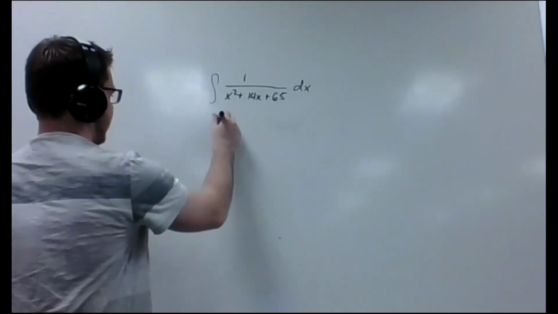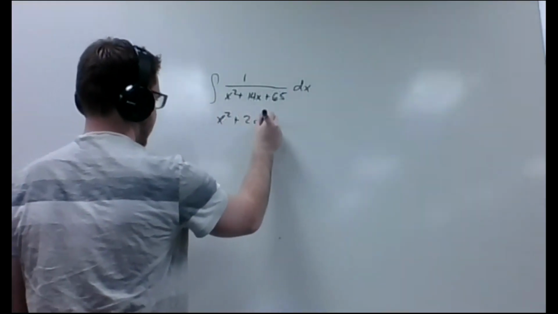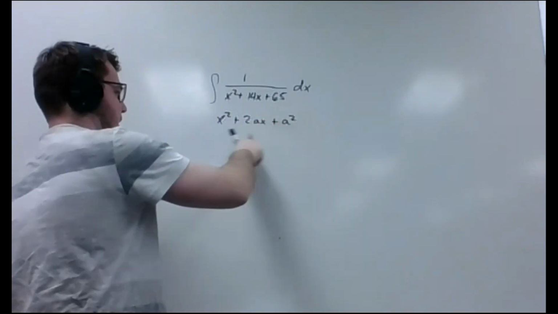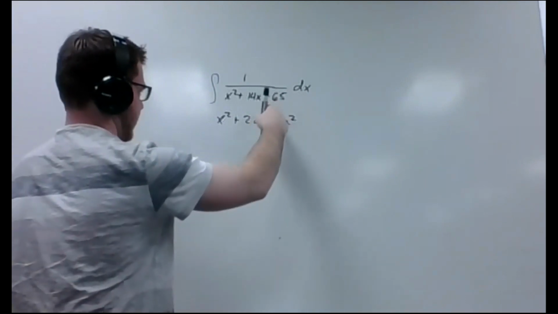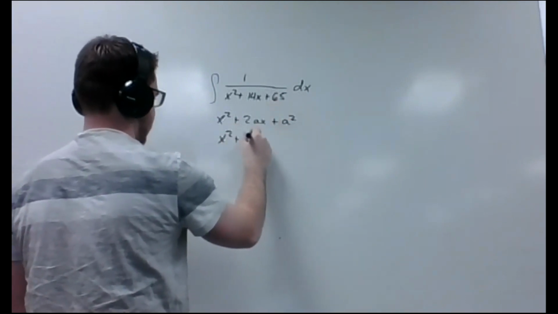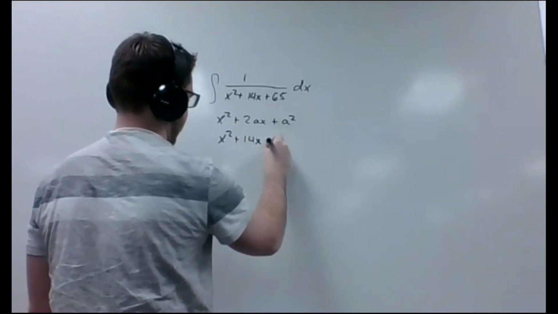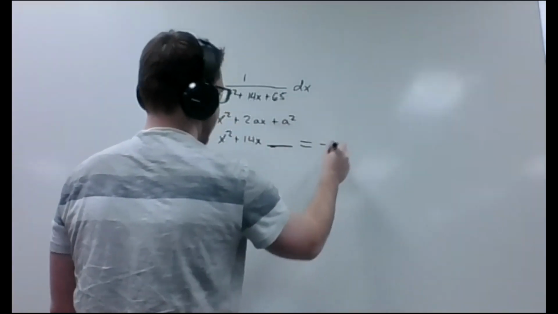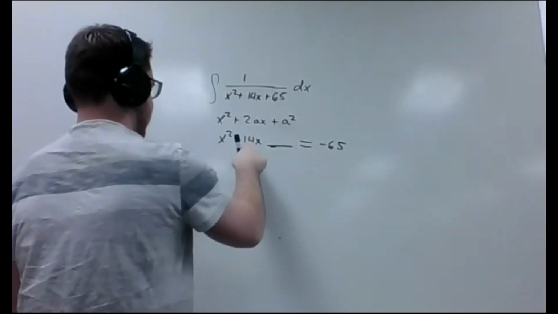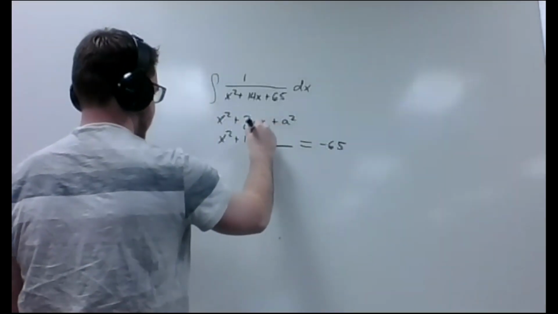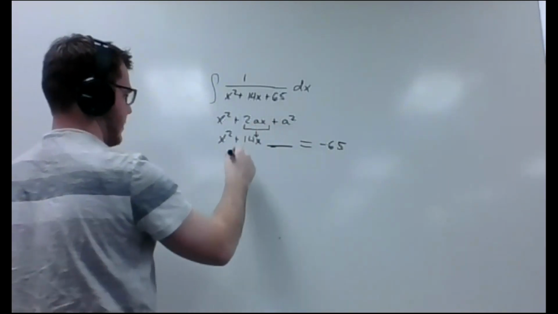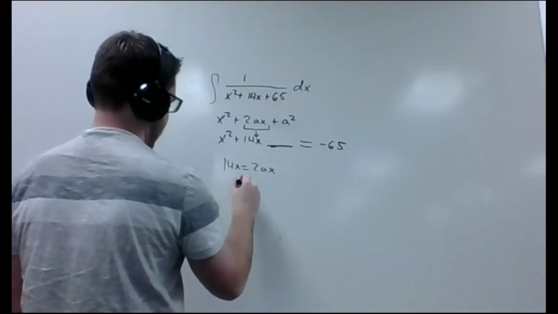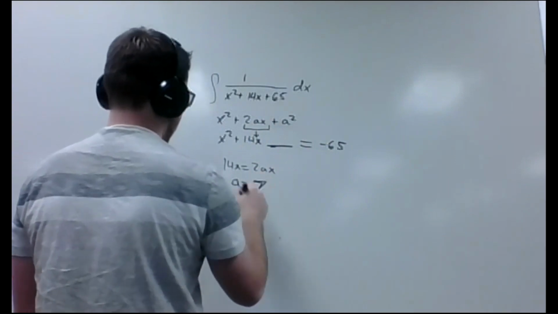We know that squares are going to look like this. This is the formula for a square. So we're going to take this and rewrite it as x squared plus 14x, leaving a blank space here, is equal to negative 65. Well, we know that these two terms are going to be the same. So here we can say 14x is equal to 2ax. We can say that a is equal to 7, right?